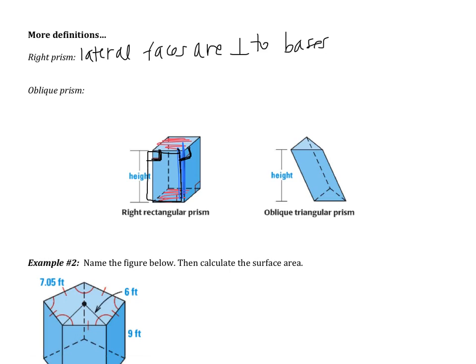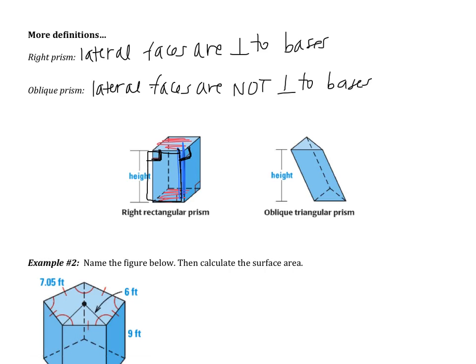An oblique prism means the lateral faces are not perpendicular to the bases. So the oblique prism is just the opposite of a right prism. Each prism is one or the other. It's either right or oblique. If the lateral faces or the lateral edges are perpendicular to the bases, then it's a right prism, like a right angle. But if the faces are not perpendicular to the bases, then it's an oblique prism.